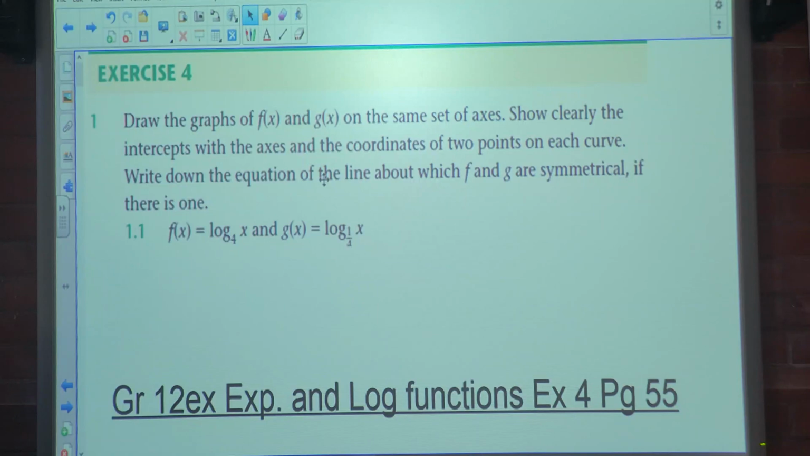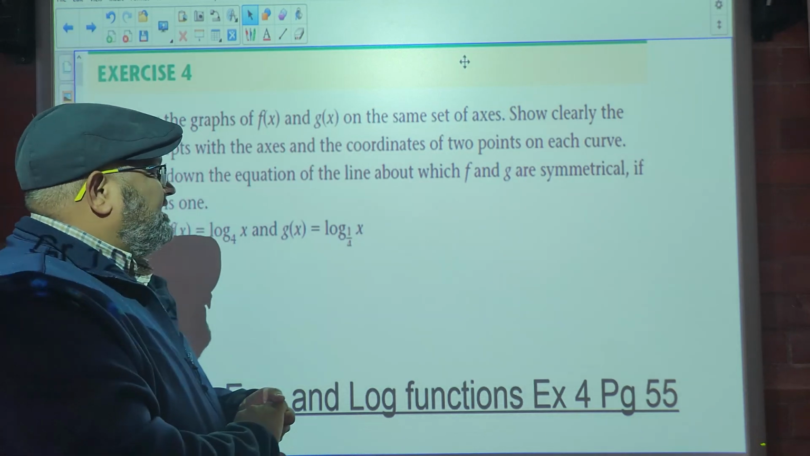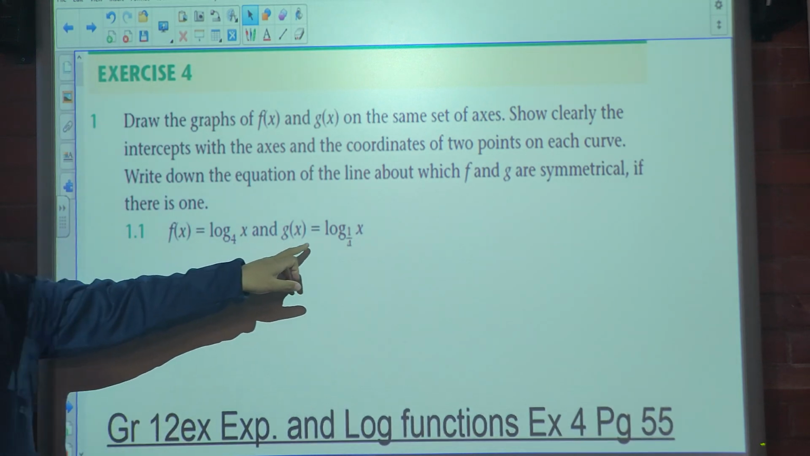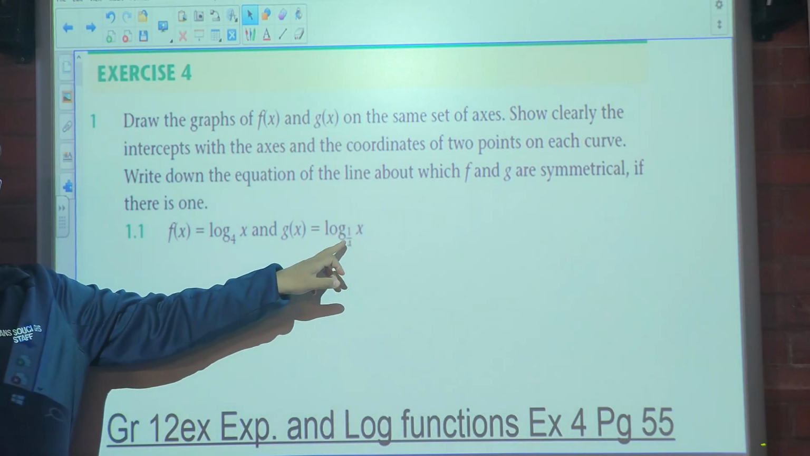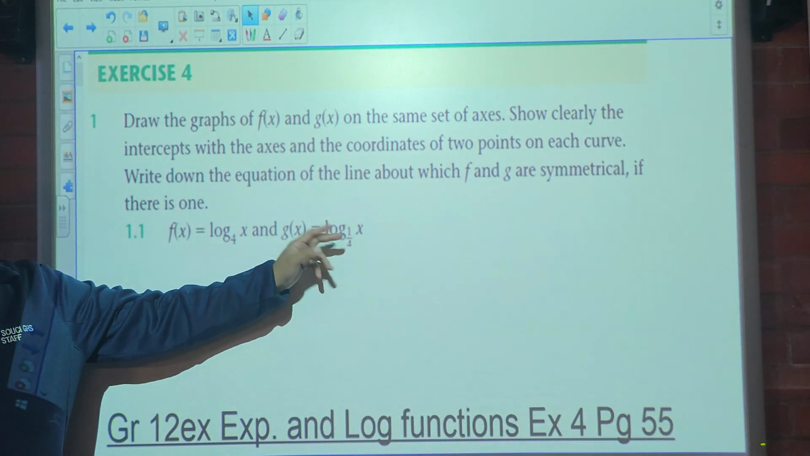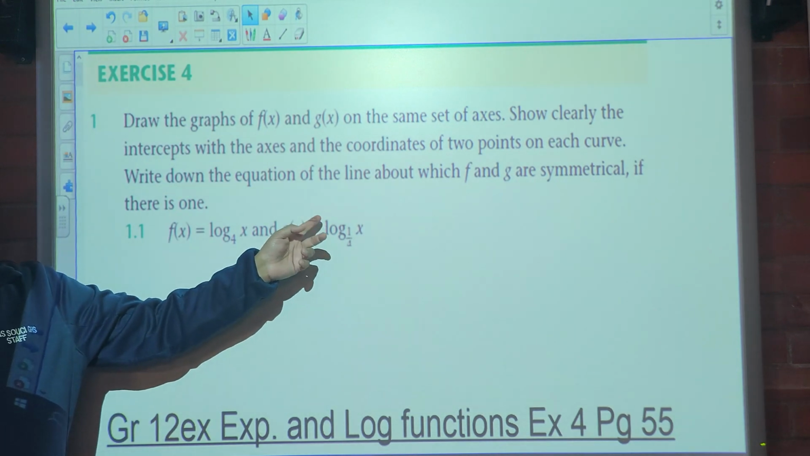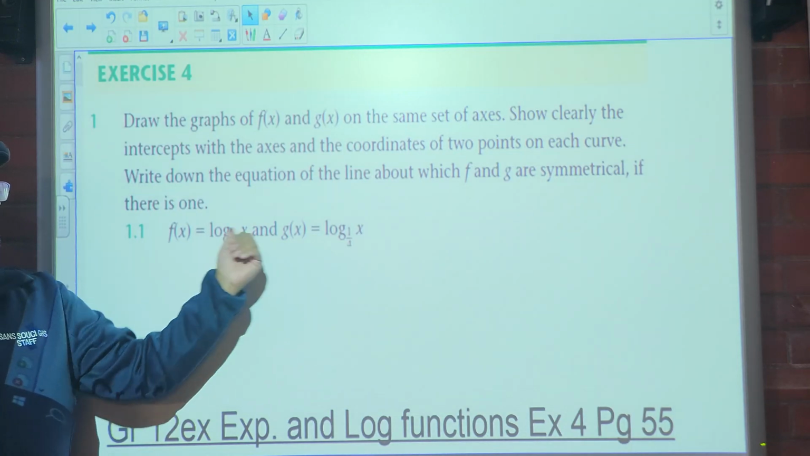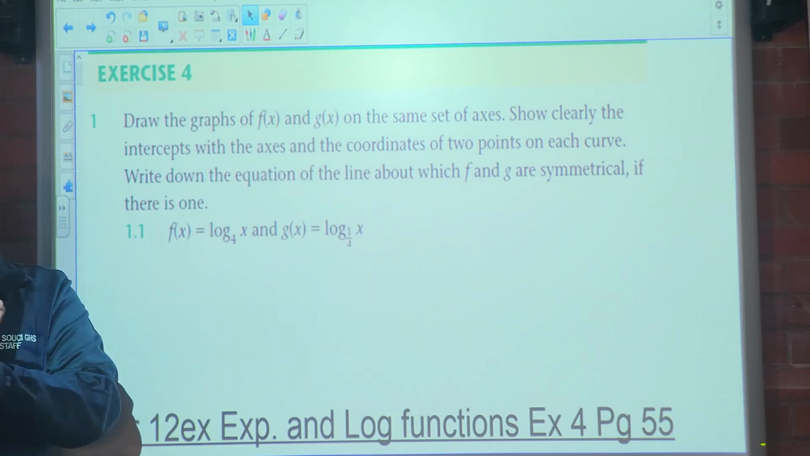So here we are told to draw the graphs of f of x and g of x on the same set of axes. Show clearly the intercepts with the axis and the coordinates of the 2 points on each curve. Write down the equation of the line about which f and g are symmetrical, if there is one. We can see that this can be written as negative log x base 4, with a negative in front of it. So this is actually reflected in the x-axis, y became negative. But okay, let's say we didn't know that.